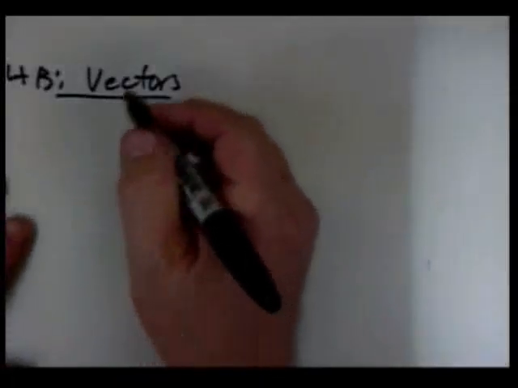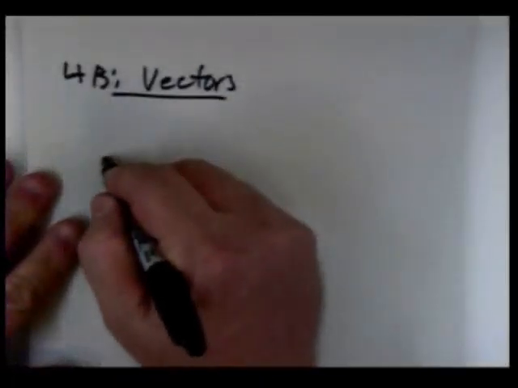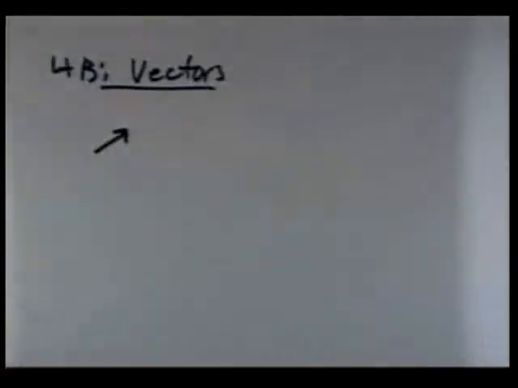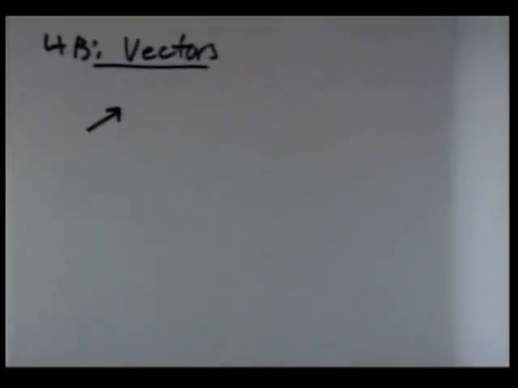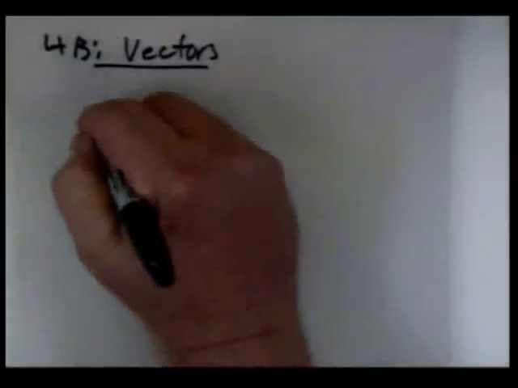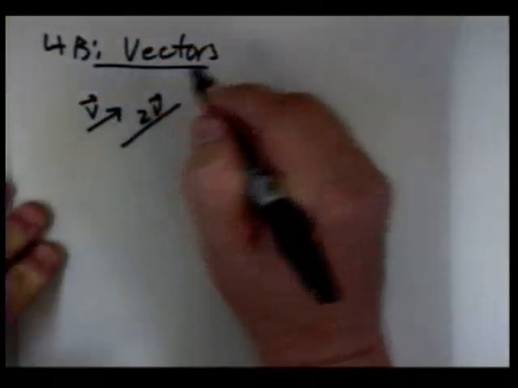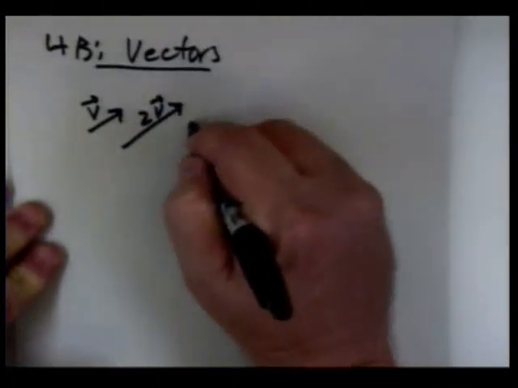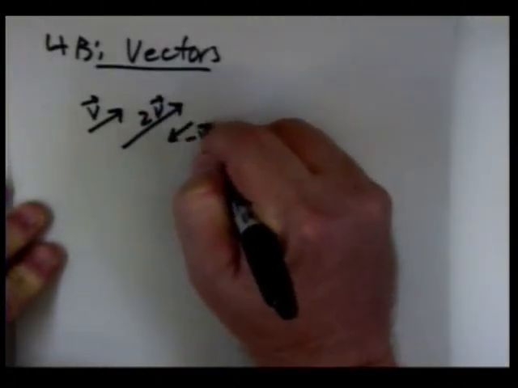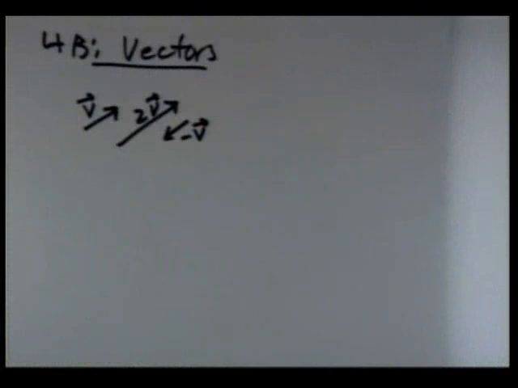Vectors. So what is a vector? Well, a vector has two components, a magnitude and a direction. So like if that was vector v, then the vector twice v looks like that, and the vector opposite of v goes in the opposite direction, same distance. Those are vectors.